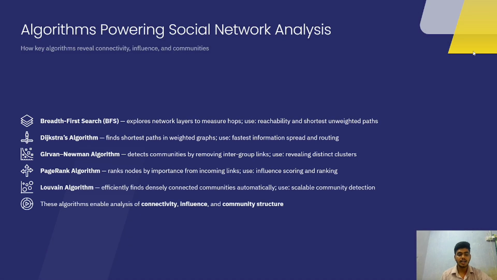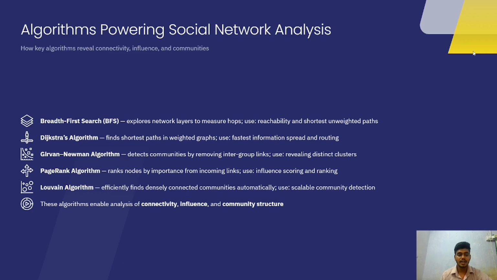Let's move to the next slide. Algorithms powering social network analysis. Algorithms help us analyze social networks by finding connections, influence, and community structure. The first algorithm is breadth first search, or BFS. It explores a network layer by layer and helps find the shortest path in an unweighted network.